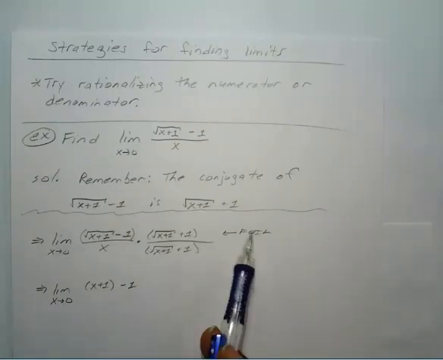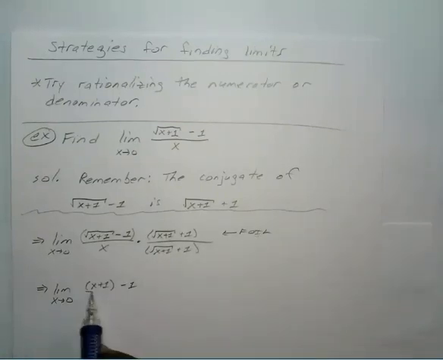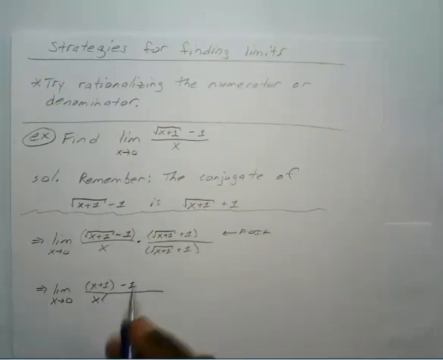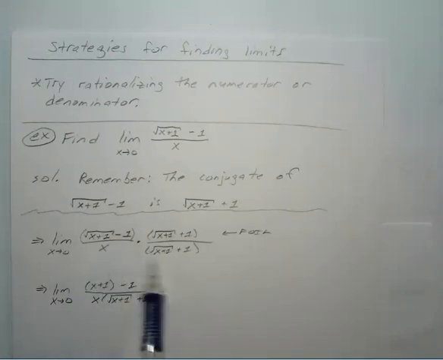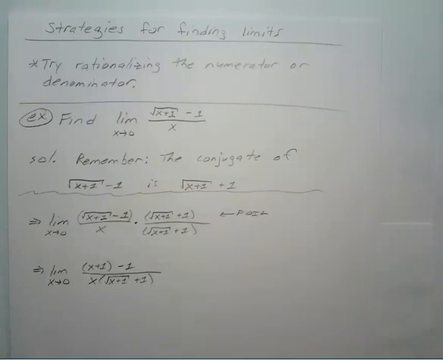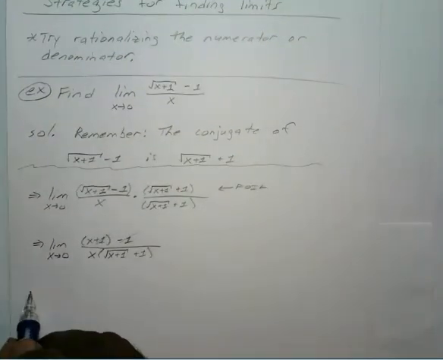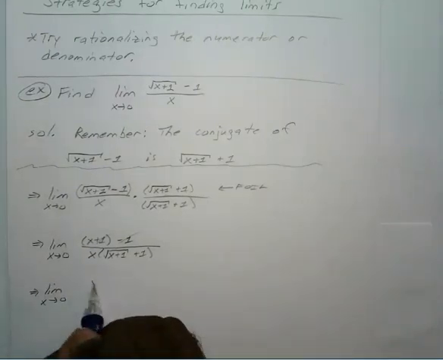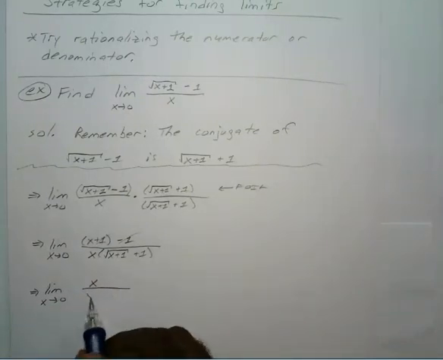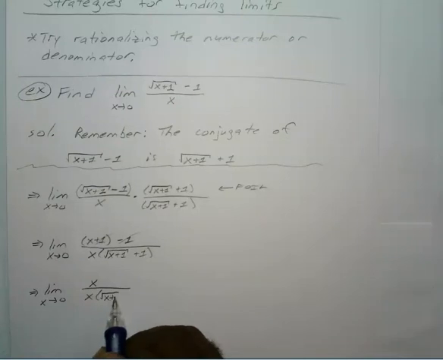Once you FOIL it out and cancel out your outer and inner, this is what you end up with, all over x times the square root of x plus 1 plus 1. For the denominator, I just multiplied those together. Since this is positive, you can remove the parentheses, so you have x plus 1 minus 1. But really, these two just cancel each other out. So you end up with the limit as x approaches 0 of x over x times the square root of x plus 1 plus 1.